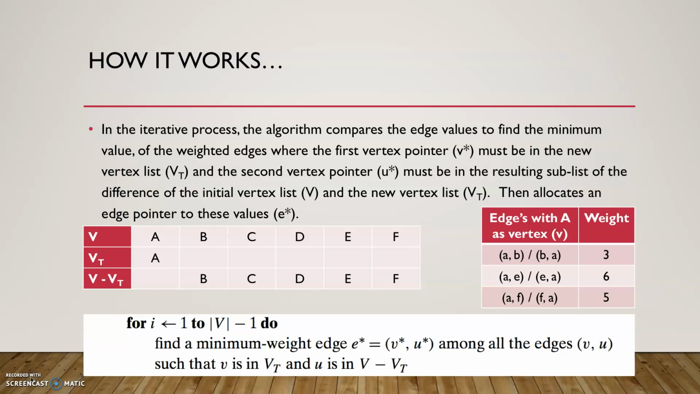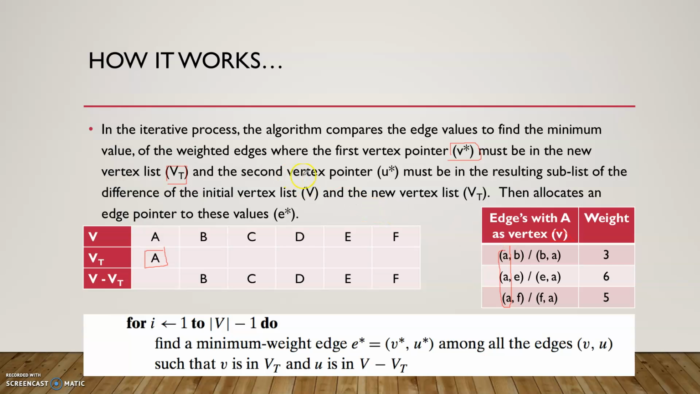Okay. So in the iterative process, the algorithm compares the edge values to find the minimum value of the weighted edges, where the first vertex pointer V must be in the vertex list VT. Now from the previous line and the previous slide, the only vertex in VT is A. So the edges must have A as the V value. So all the edges must have A as the first vertex.